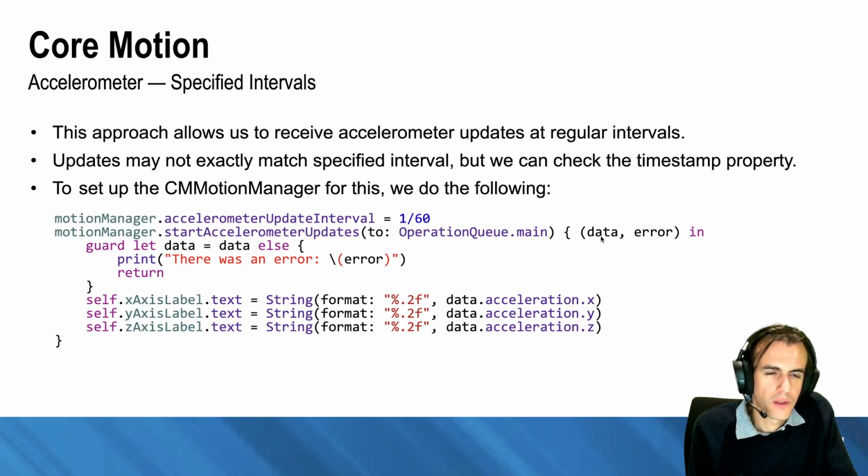And the second thing we pass it is a closure, a trailing closure in this case, and that closure gets passed two things. It gets passed two optionals, a data optional and an error optional. Obviously we should be checking that the data optional is valid before we read it, and then once we have, this contains an acceleration property which has the values, and we can do whatever we want to do with that.